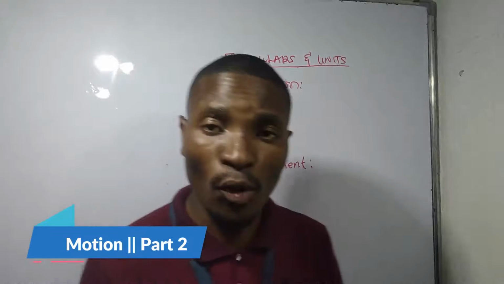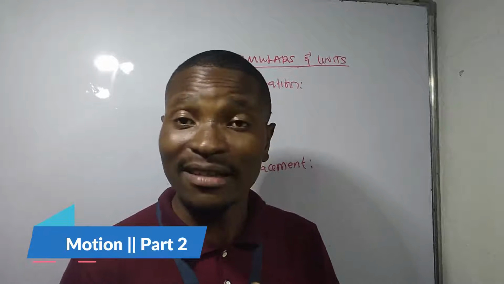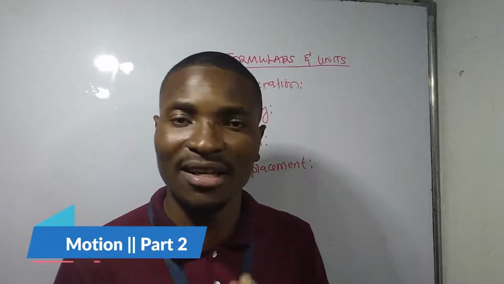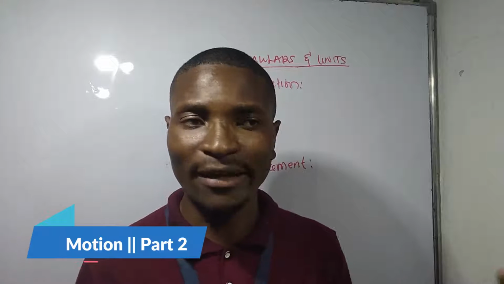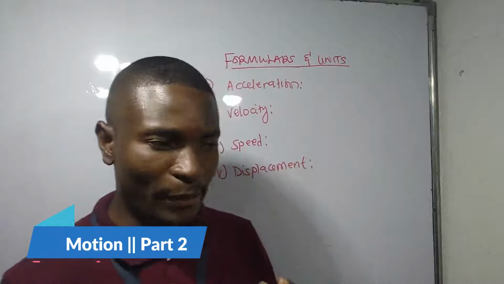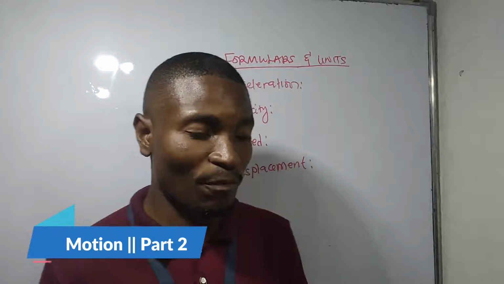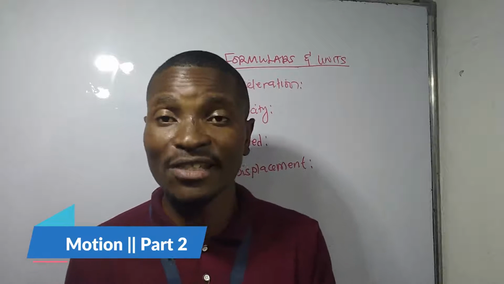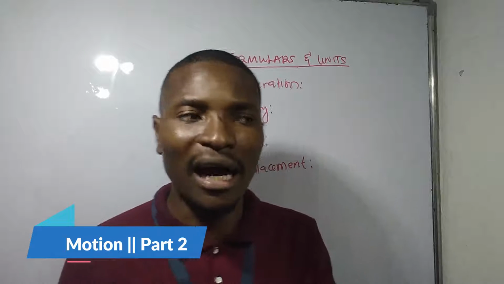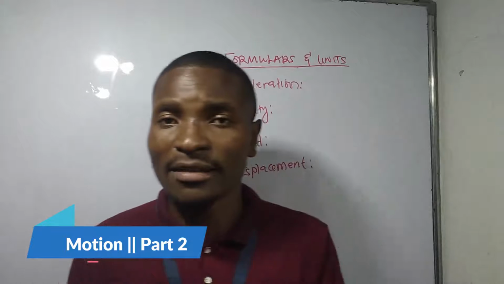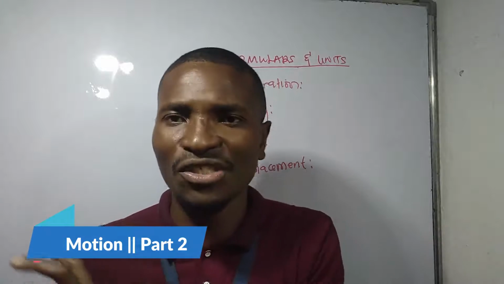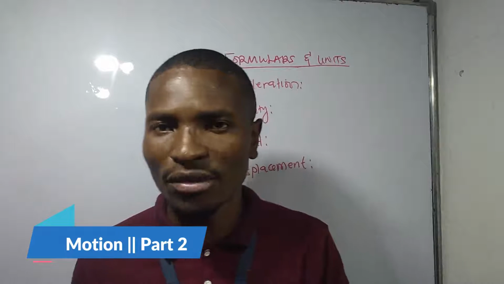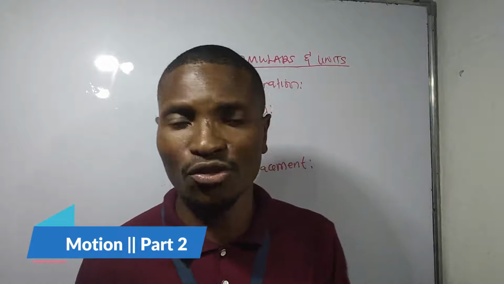Okay, so upon understanding the SI units for acceleration, the SI units for velocity, speed, distance, and displacement, then we can begin to convert, if you are given a unit which is not in its standard form. We can convert from kilometers per hour to meters per second, and just bounce off from one unit to the next, depending on what the examiner wants you to find out.